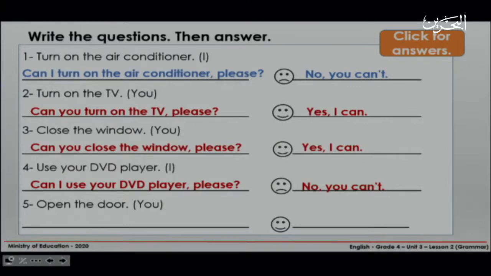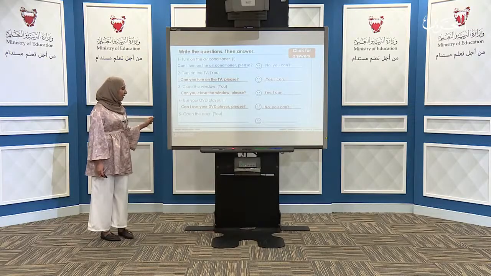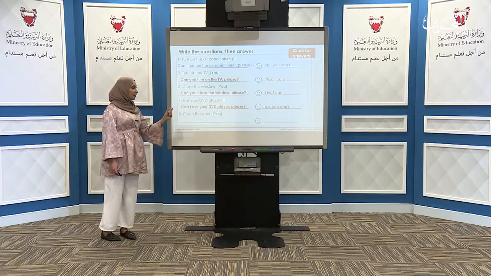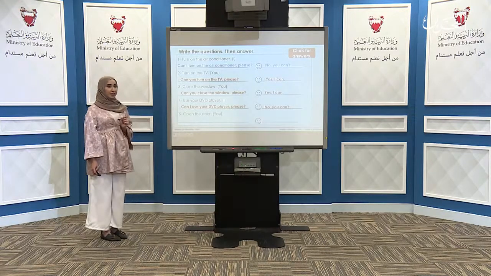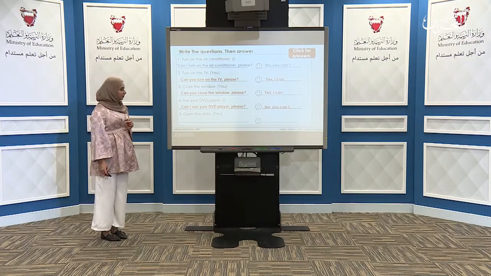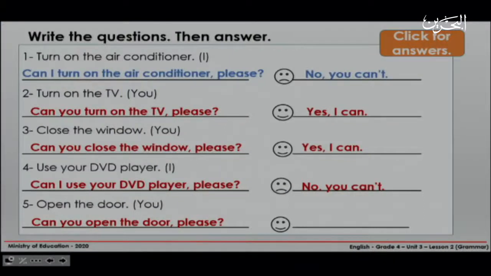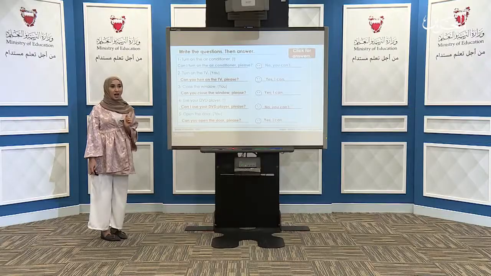What about the last one, number 5? We have open the door, and the pronoun is you. Can you write the question? Good. Can you open the door, please? What about the answer? Excellent. It's yes, I can. This was the end of today's lesson.